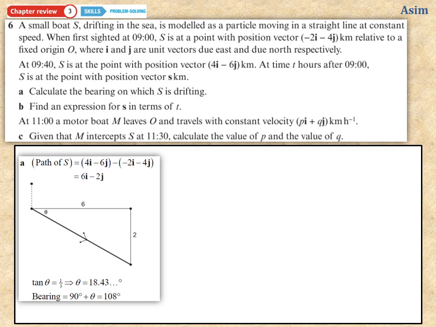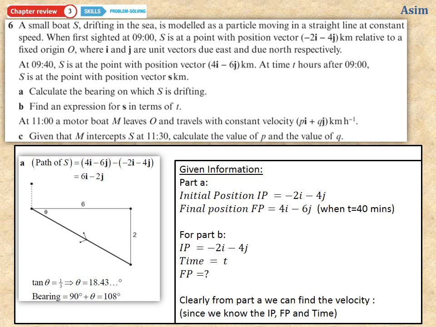Okay, hopefully you would have paused it and solved. Let us go through the question now. First of all, the question says a small boat S is drifting in the sea, modeled as a particle moving in a straight line at a constant velocity. At 9 o'clock, they gave you the initial position. I've written down the information here. Let me get the pointer here. So at 9 o'clock, they gave us the initial position. I made a note here.